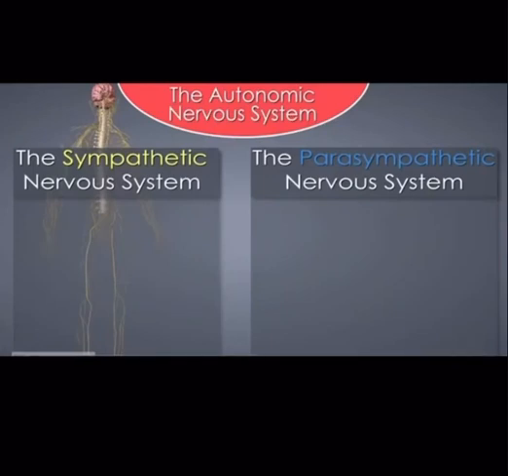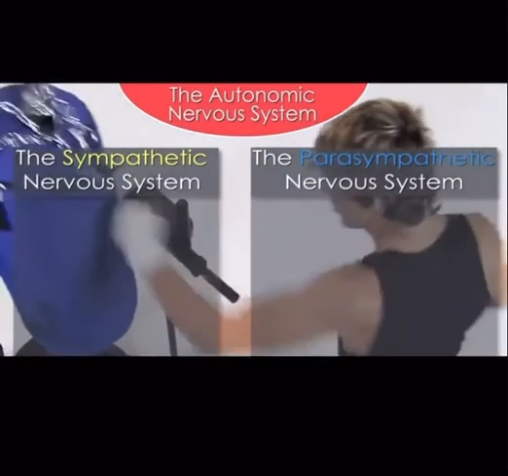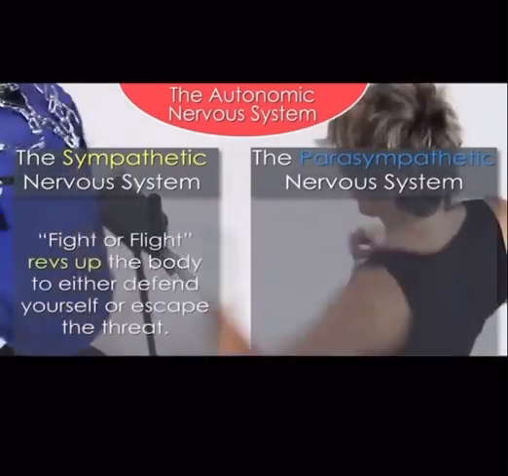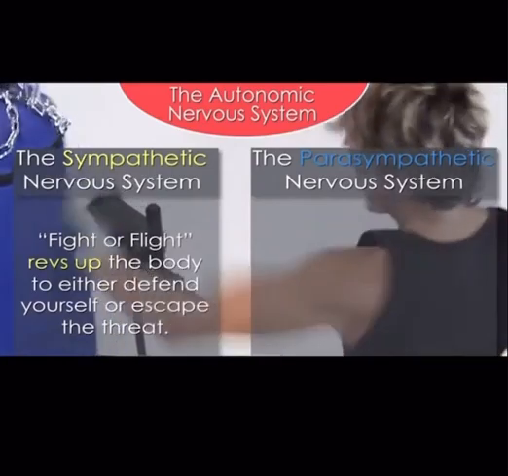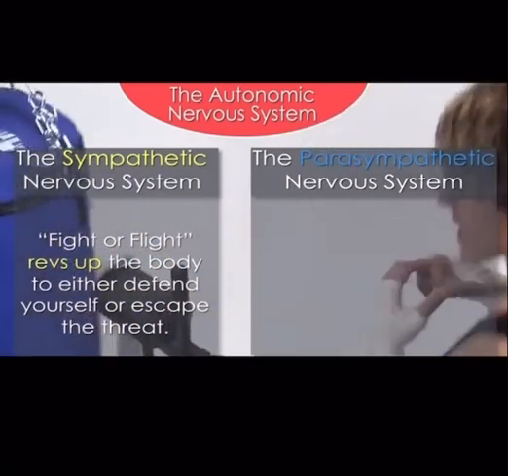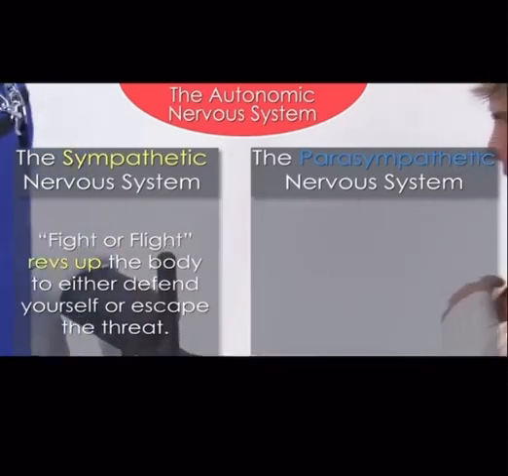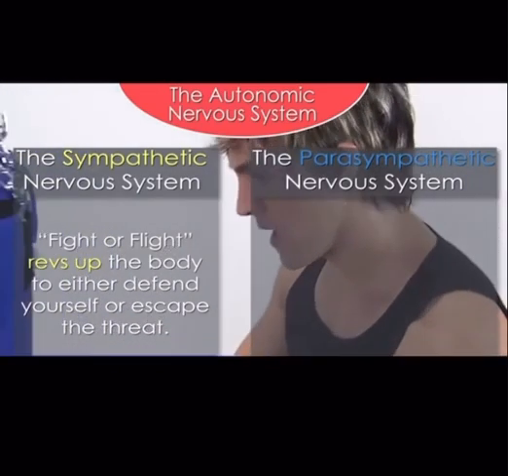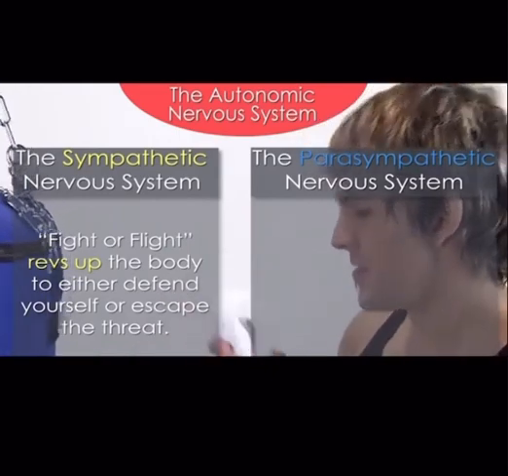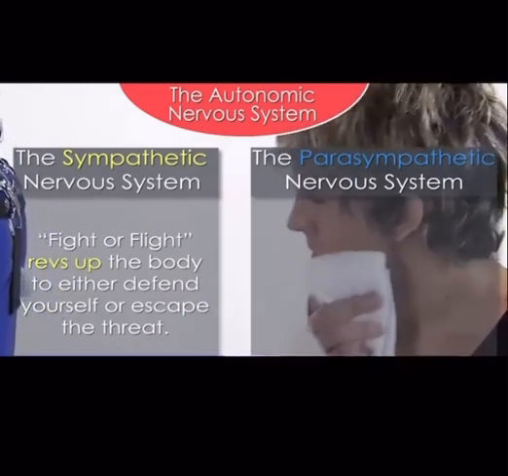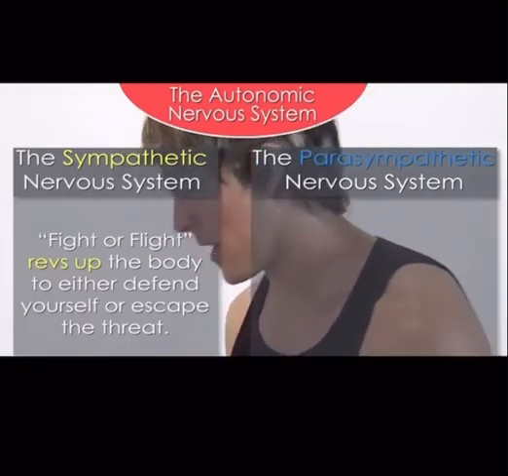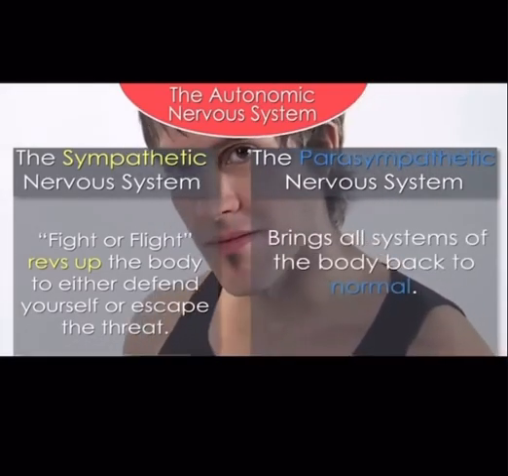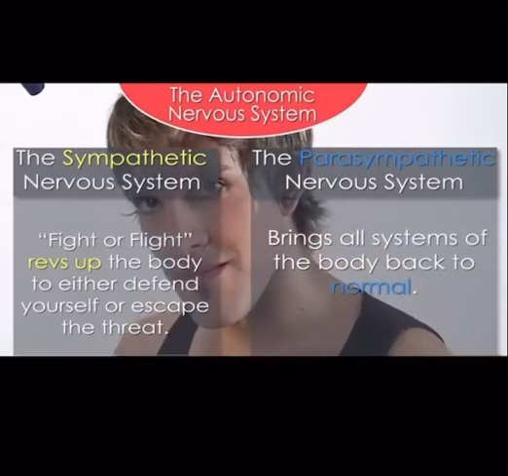The autonomic nervous system is further divided into the sympathetic nervous system and the parasympathetic nervous system. So, two systems. Have you ever had the fight or flight response to danger? The sympathetic nervous system is activated when the body is confronted by danger, either to defend yourself or to escape the threat. This is the response to danger, whether real or imagined. The parasympathetic nervous system then brings all the systems of the body back to normal.